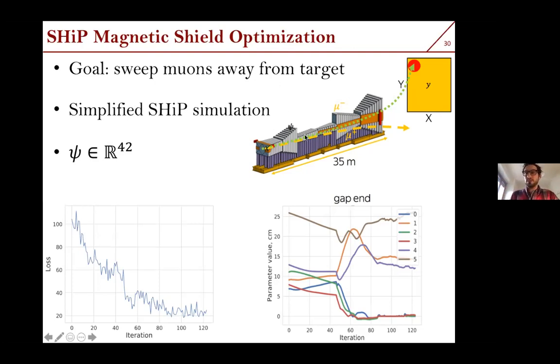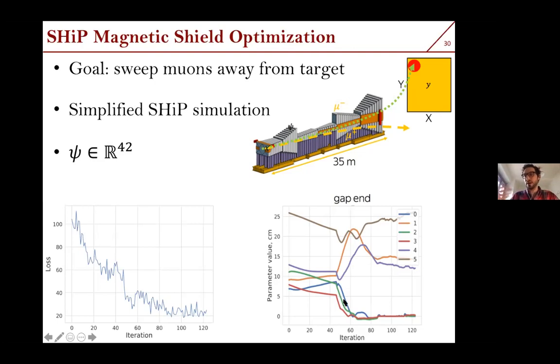In this case, the experiment is looking for dark sector mediators, and one of the goals is to sweep muons away from the detector apparatus, from the detection surface area, with such a magnet. So we can run this approach, iteratively running GEANT, generating simulations and approximating it with a generative model for gradient descent. We can see the loss nicely drops over time. You can also look at how the magnet shapes change. This is the gap at the end of the magnets for each of five magnet stages, and you can see how these gaps are shrinking and expanding as we perform gradient descent.